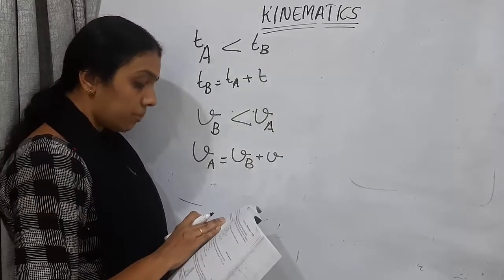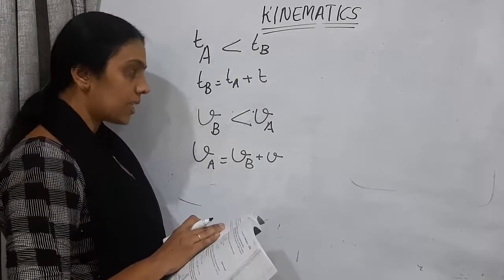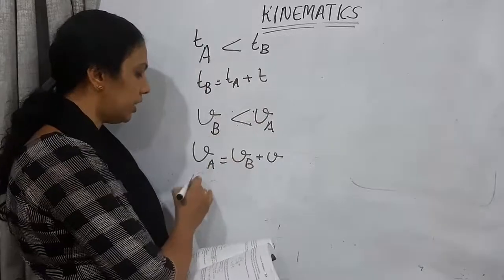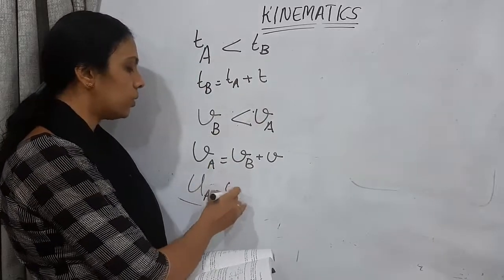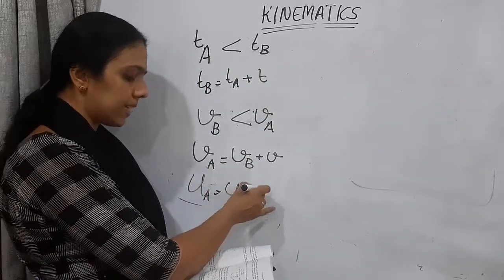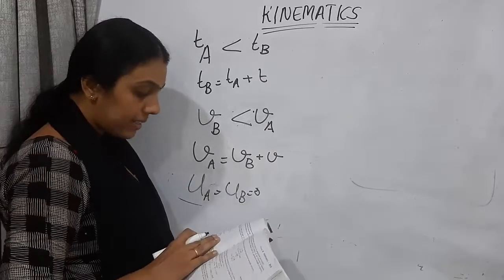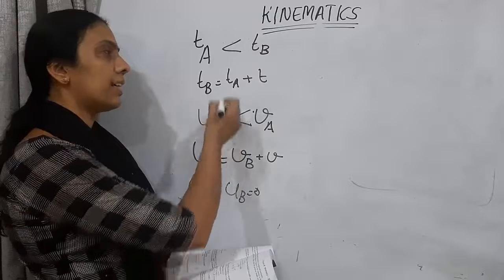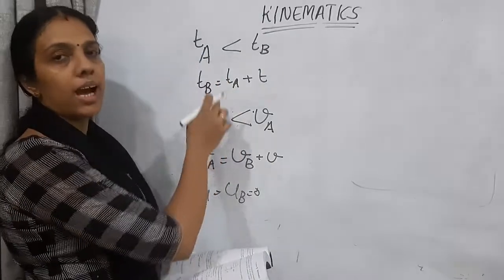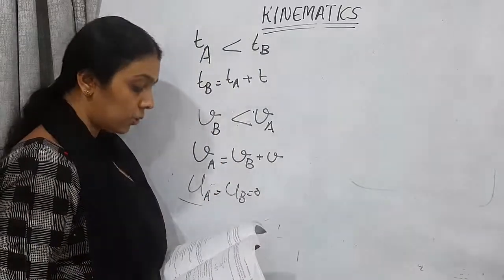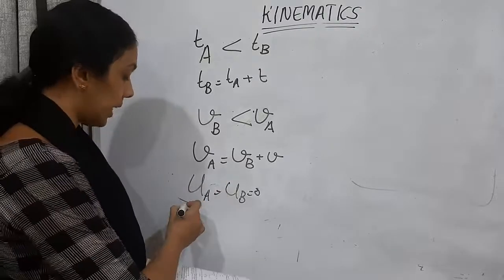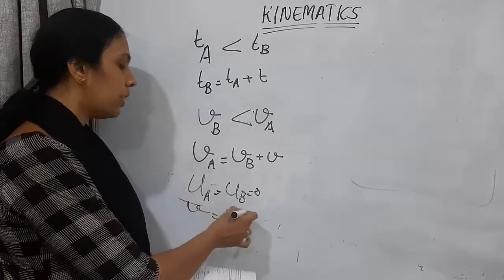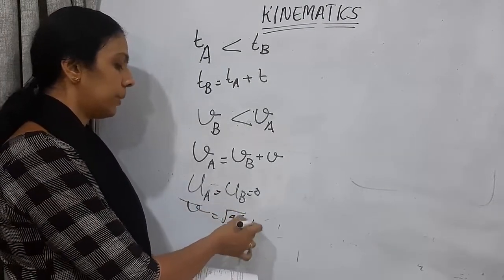And assuming both the cars start from rest, the initial velocity of A is equal to the initial velocity of B, which is equal to 0. And the accelerations are A1 and A2: the acceleration of A is A1 and the acceleration of B is A2 respectively. We need to show that V equals root A1 A2 into T.